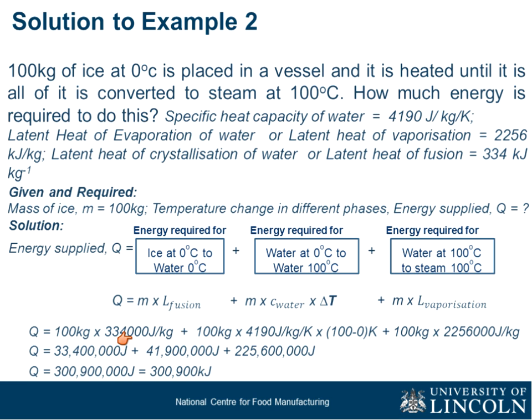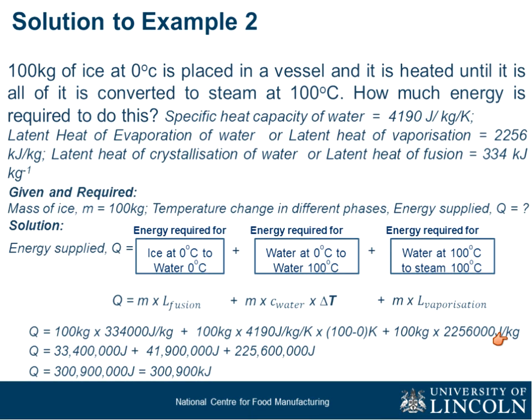Then energy required to change the water from 0 to 100 is mc theta. Mass, the same thing. Specific heat capacity of water is 4190 joule per kilogram per Kelvin. And the change in temperature here is 100 minus 0. And here, finally, we have mL. Mass is still the same, and the latent heat of vaporization is given to us as 2256. So we put that there. But because we are calculating everything in joule, so we want to be consistent, we add an additional 10 to the power 3 to have it in joule per kilogram.